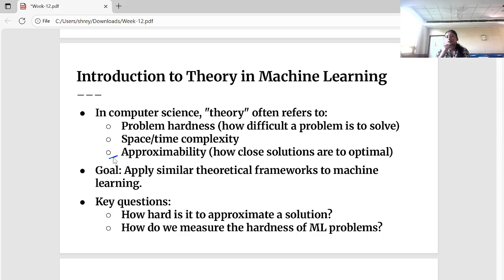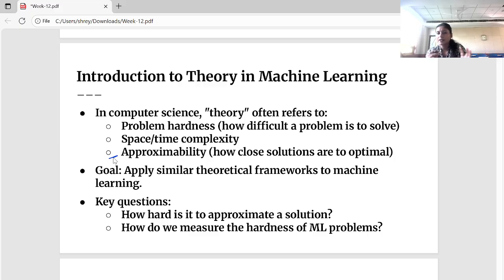Our main goal here is to apply similar theoretical frameworks to machine learning, because machine learning is also one of the domains in computer science, and these three things will not diverge much for the concept of machine learning as well. So from the machine learning perspective, we have some key questions. These key questions include how hard it is to approximate a solution. First of all, we have to find out if you are going to approximate the solution, even as we have studied with linear regression and classification.